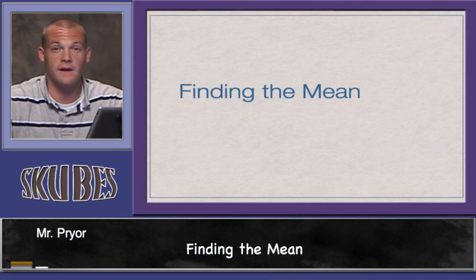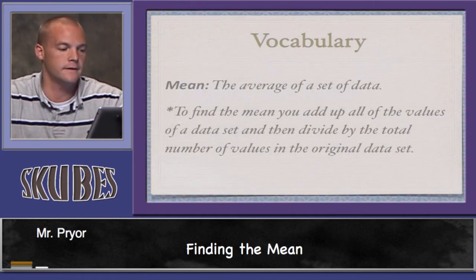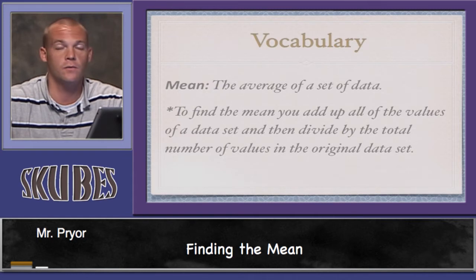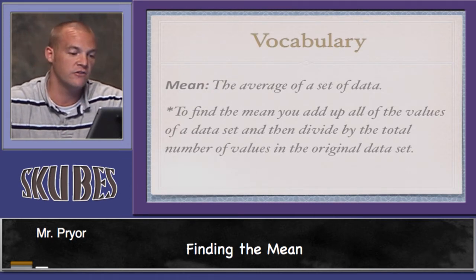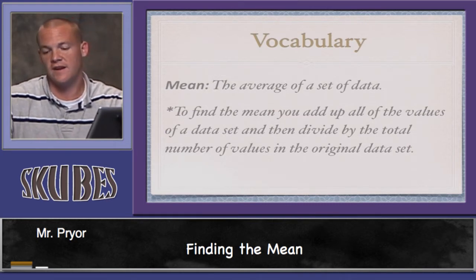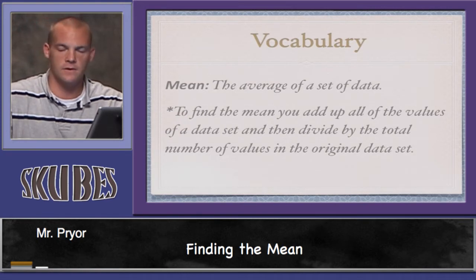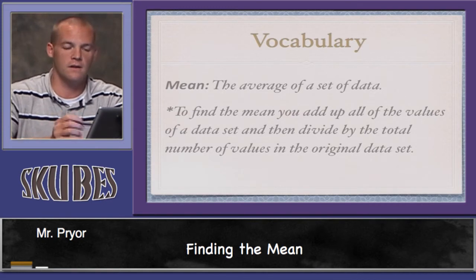We're going to be talking about how to find the mean of a data set. So let's quickly remind you of what the mean is. Again, you may know it as the average, but when we're talking about measures of central tendency, it's called the mean, which is simply the average of a set of data. To find the mean, you take all the numbers in the data set, add them up, and then divide by the total number that you had. We're going to take a look at a couple of examples to show you how that's done.